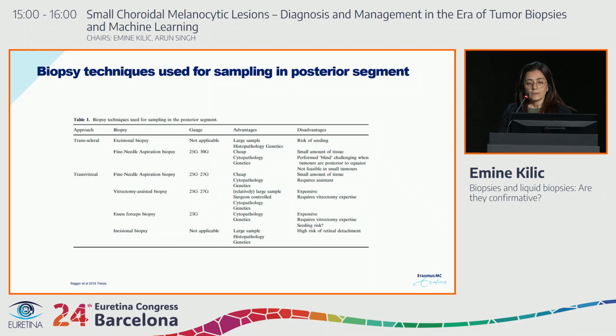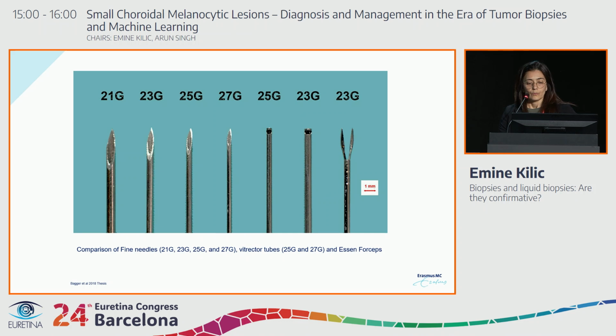So if we go to biopsy techniques, there has been a lot of literature on the biopsy techniques for sampling in the posterior segment. We can do it either transscleral or transvitreal, and each of them has their advantages and disadvantages. And it depends on which technique you're used to, because you can make something which you're used to work for you, or if you're not familiar with a certain technique, it will give you problems.